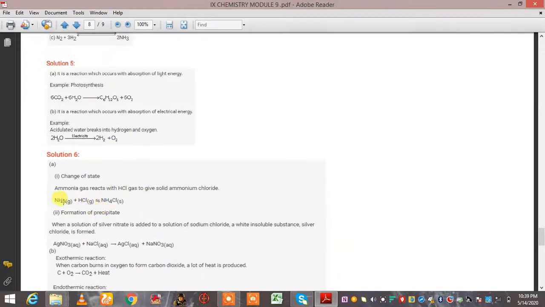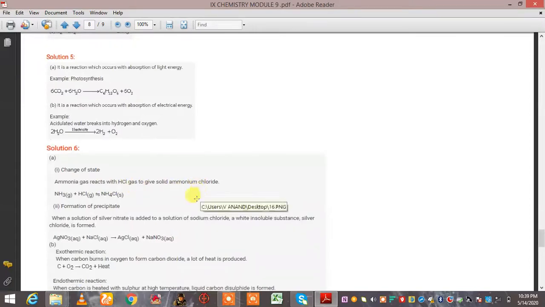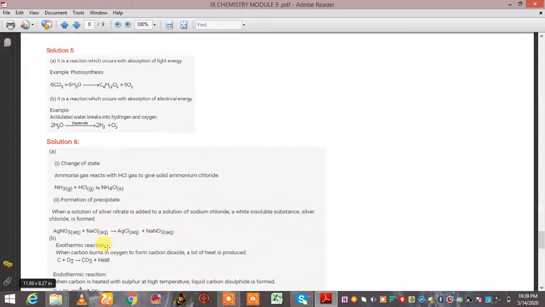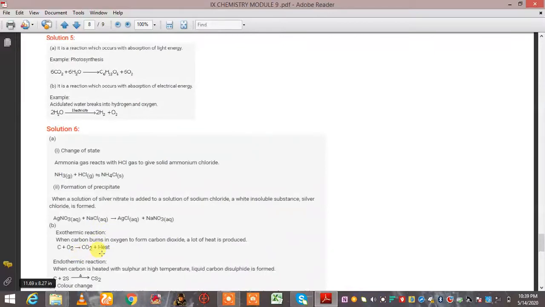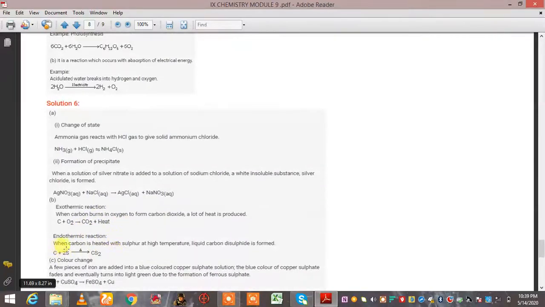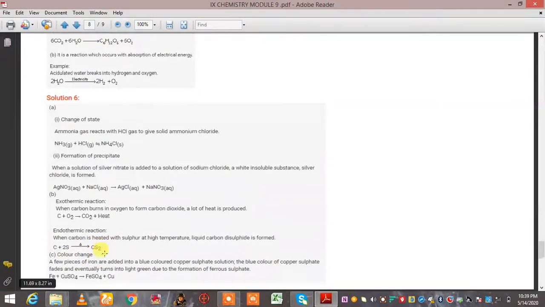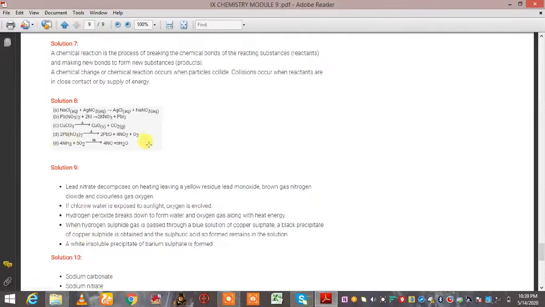Then give an example when state has been changed. Ammonia gas, when it reacts with HCl, gives solid ammonium chloride, where the state has been changed. Then give an example of formation of precipitate, this one. Exothermic, where heat is given out: C plus O2 gives CO2 plus heat. Then endothermic: C plus 2S gives carbon disulfide, that is CS2. Then these are the balancing.